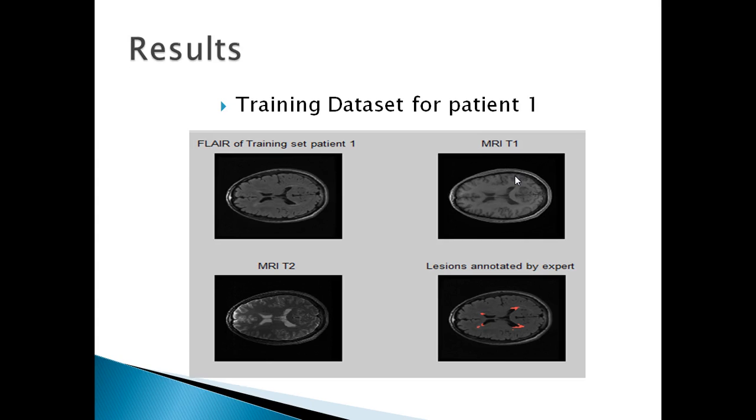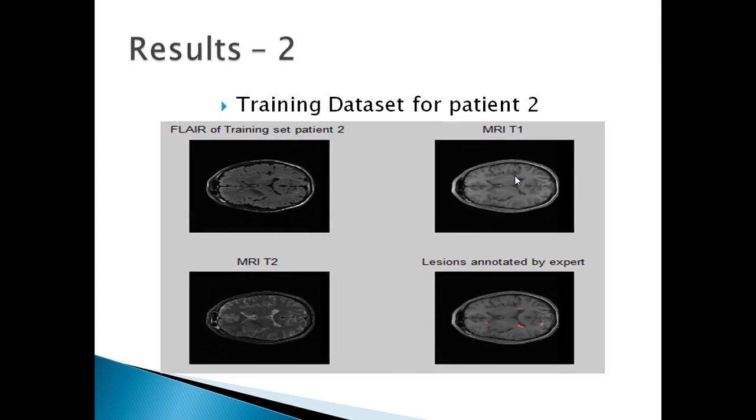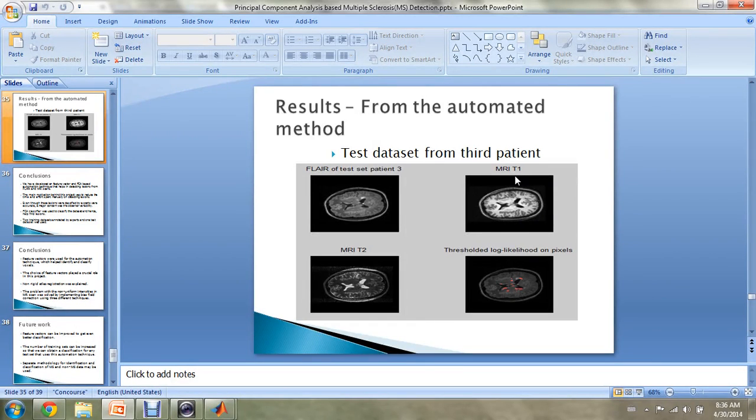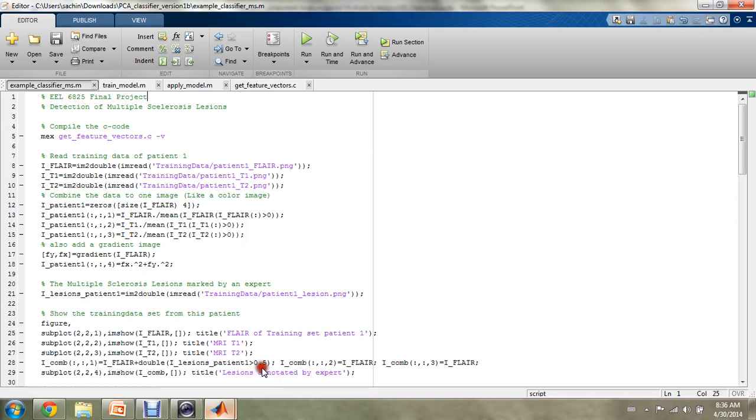So these are the results for the project. I would like to run through them and run through the code right now. This is the MATLAB code. The example underscore classify underscore ms is the main program, which calls the other programs train underscore model and apply underscore model. The get feature vectors will help design the feature vectors for this project. So just running through this code.